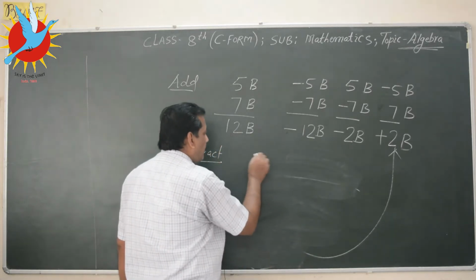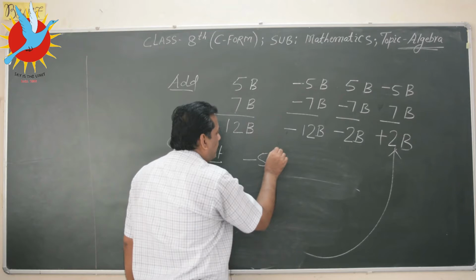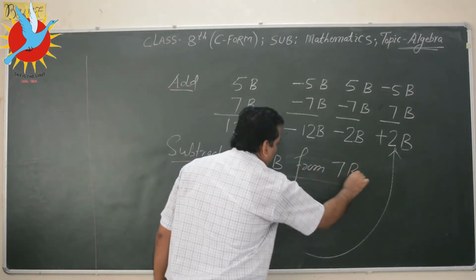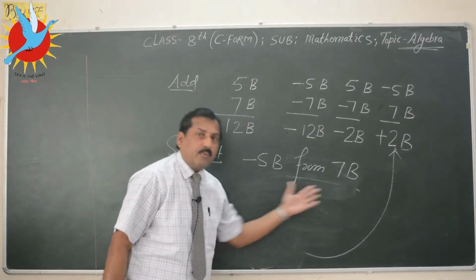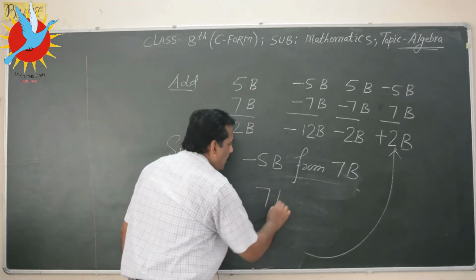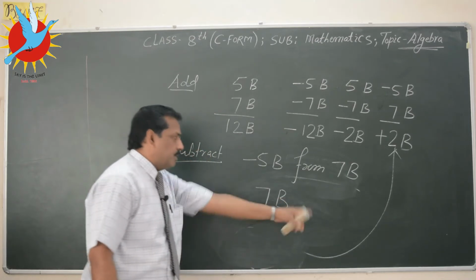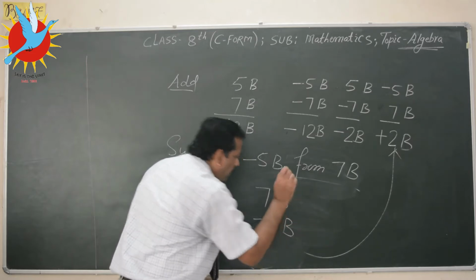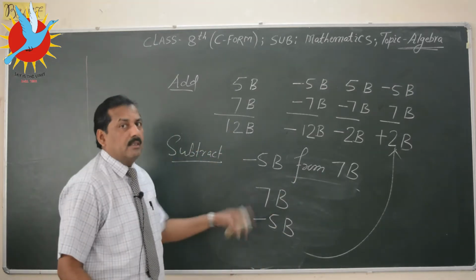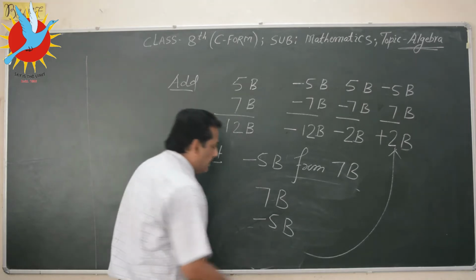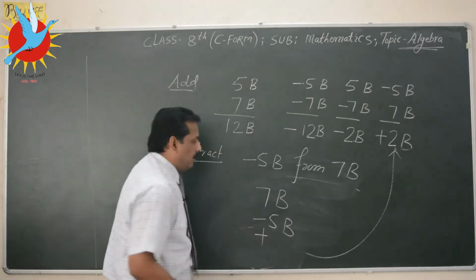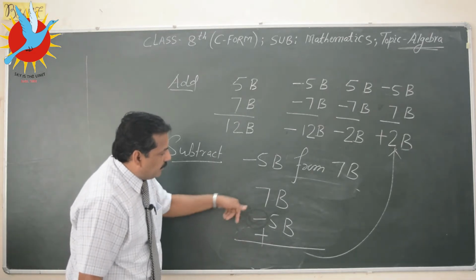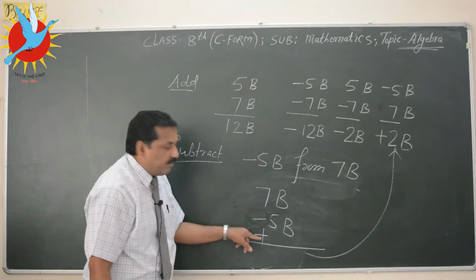Subtract minus 5b from 7b. So from 7b, this is the from part, it will be written in the first row, 7b. Now this is minus 5b. What next? We have to reverse the sign of this second row. So this will be plus. Now we don't need to consider the old sign. This sign has gone. Now it will be a plus sign.